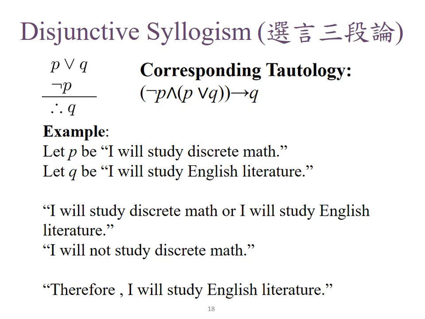Next one, disjunctive syllogism. Okay, if P or Q, and not P, then we have the conclusion Q is true. Let's see. If we assume the premises are true, then not P is true, which means P is false. If P is false and P or Q is true, that means Q must be true. Then false or Q will be true, right? So you can see this is definitely correct.